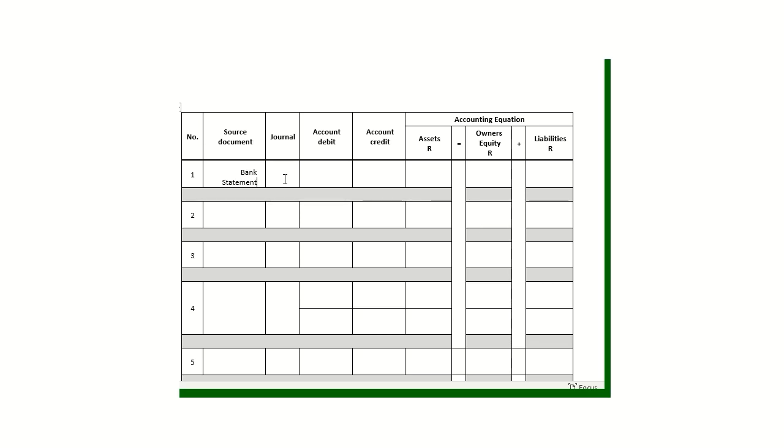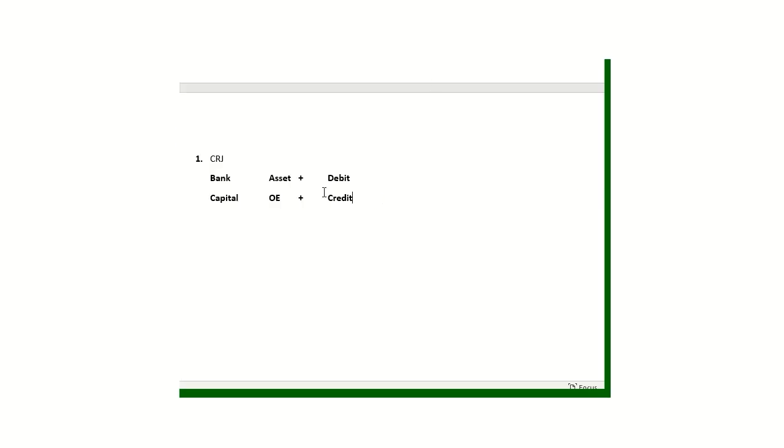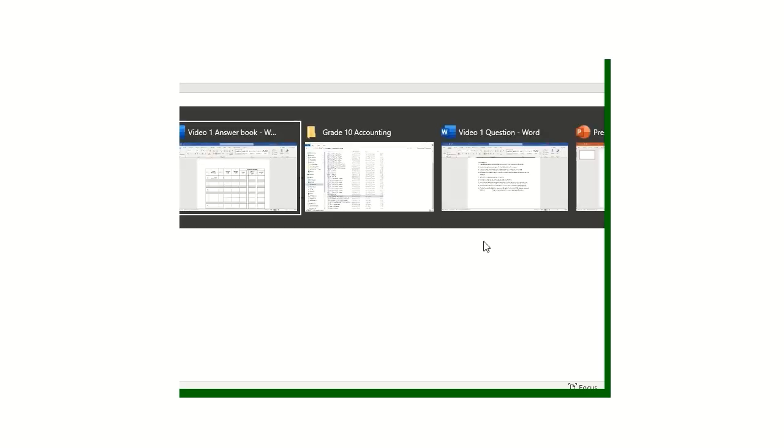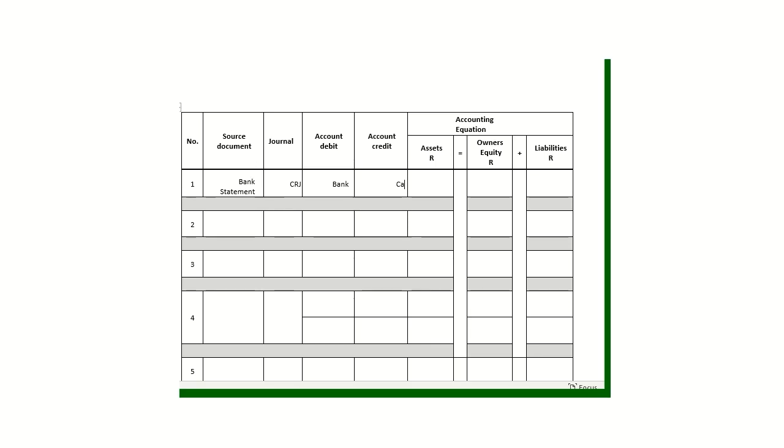Okay. What journal do we put it on? We already figured that out. It is a CRJ. We received money. For account debit and account credit, we can now simply go and see what we calculated. We said bank, debit, capital, credit. So go back to where you did your calculation or followed your steps, and it is bank, debit, capital, credit. So account debit, bank, account credit, capital.